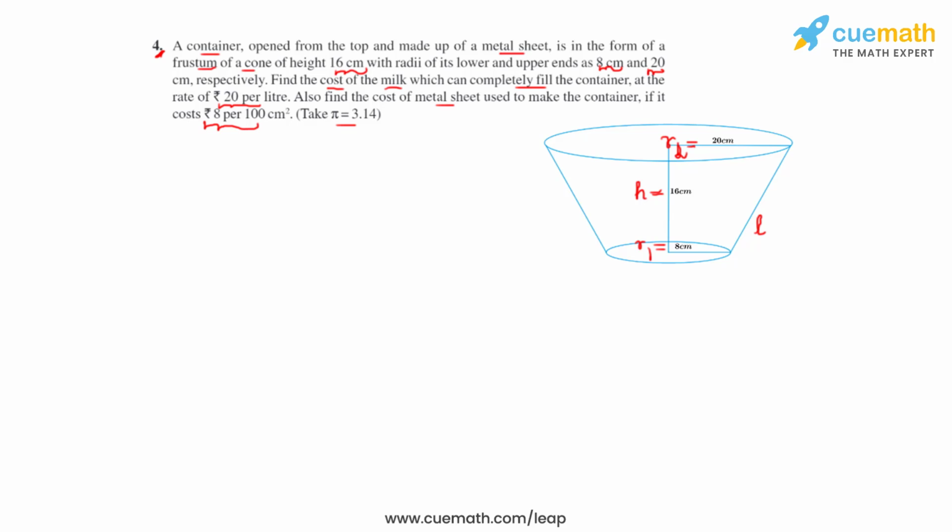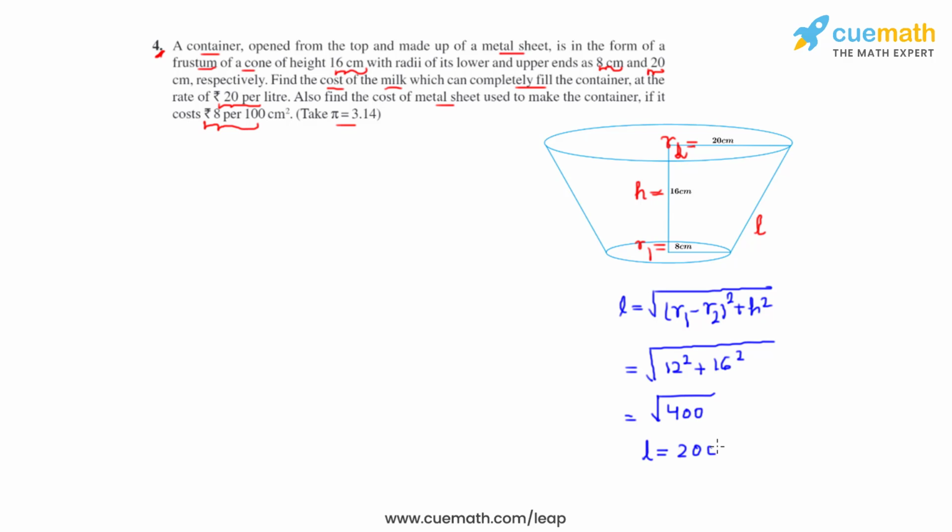So let's do that. The formula to find the slant height of the frustum of a cone is L equals under root (R1 minus R2) the whole square plus h square. So let's substitute these values. Substituting, we get 20 minus 8 the whole square, which is 12 square, plus 16 square. So 12 square is 144 and 16 square is 256. Adding that up, we get under root 400. So that gives us the slant height to be equal to 20 centimeters.